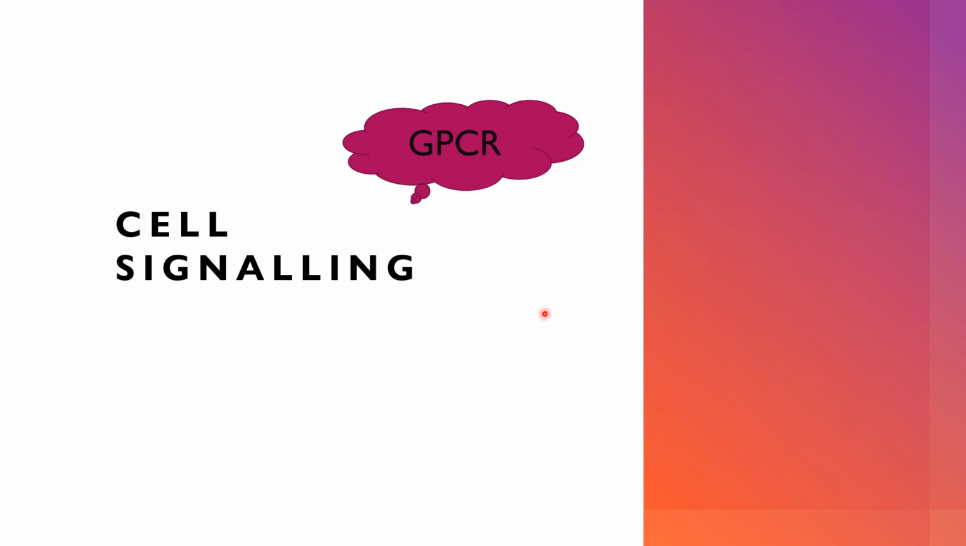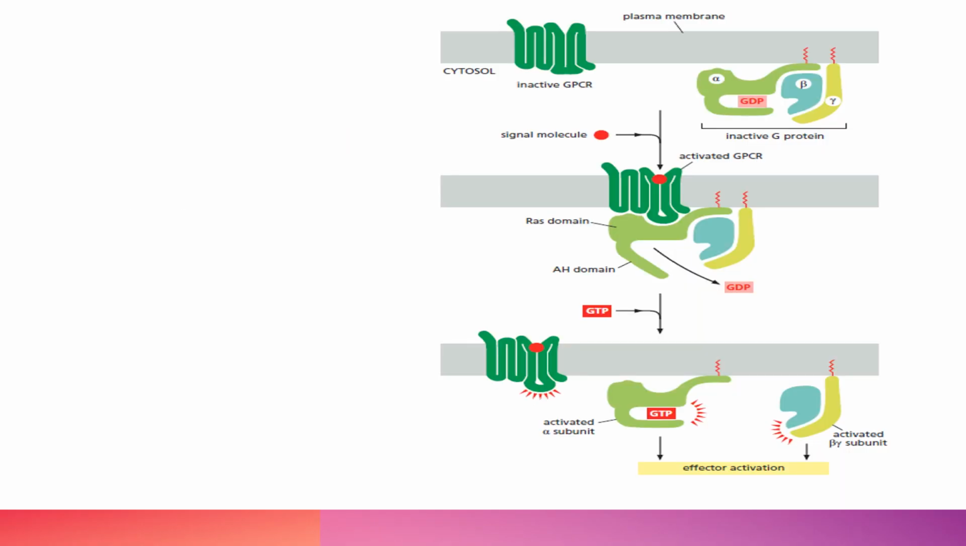Welcome back. In this series of videos, we have already discussed the different types of receptors which are present on the surface of the cell. Now here we are going to discuss one of the important aspects of cell signaling, that is the GPCRs. So these are G protein coupled receptors. These are the most important receptors and they perform a wide range of functions.